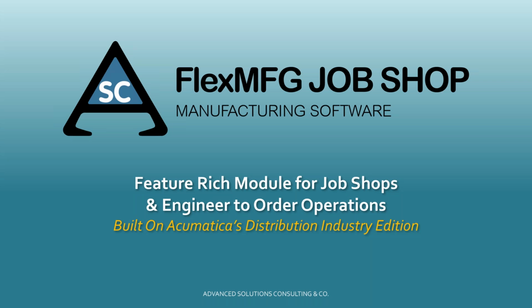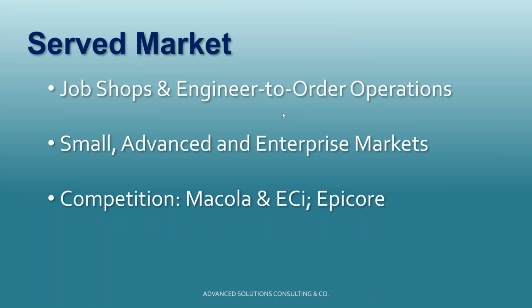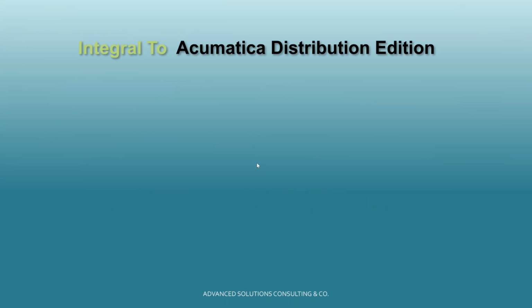Okay, let's begin. Thank you all for joining. Today we're going to talk about the Advanced Solutions FlexMFG Job Shop manufacturing software. This product is designed for job shops and engineer-to-order operations, and it serves all areas of small through medium to large size companies. And in terms of competition, think Macola or ECI or Epicor or other ERP systems that are dedicated to the job shop and engineer market.